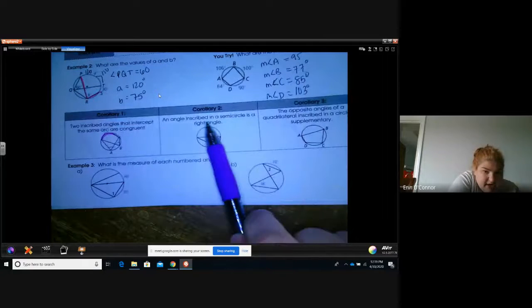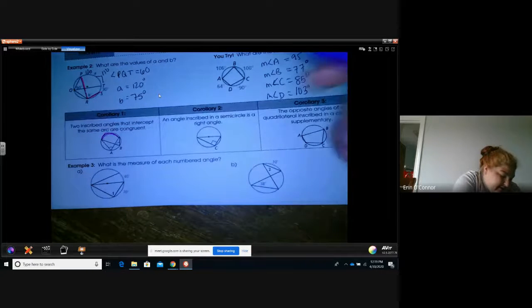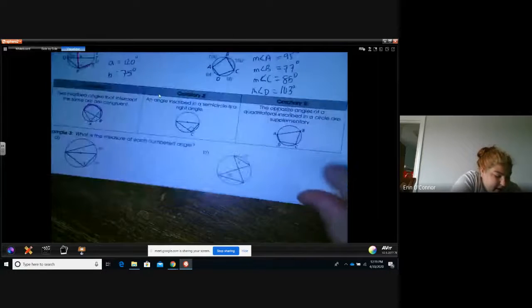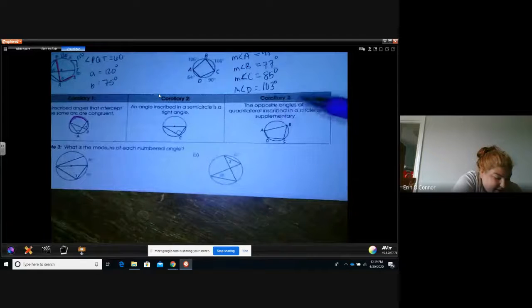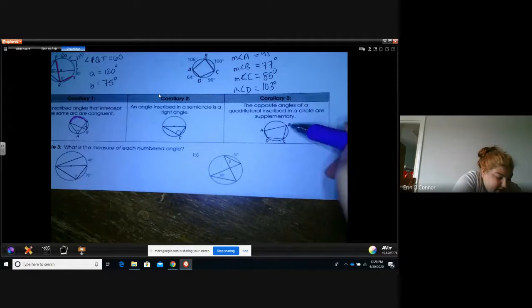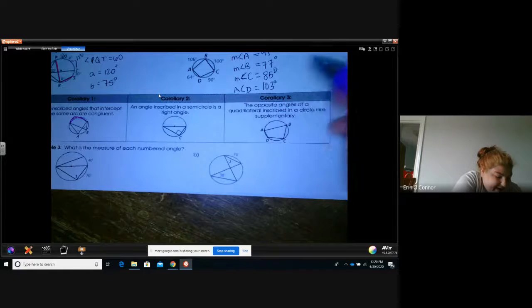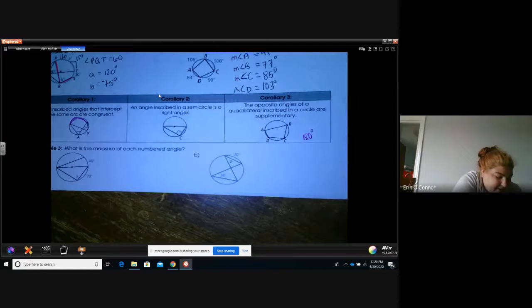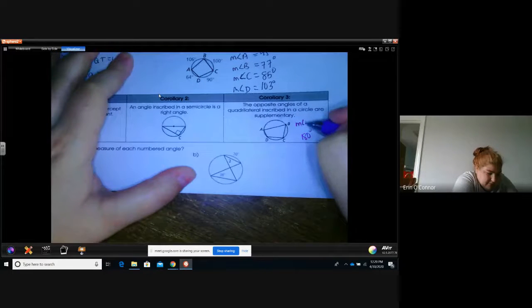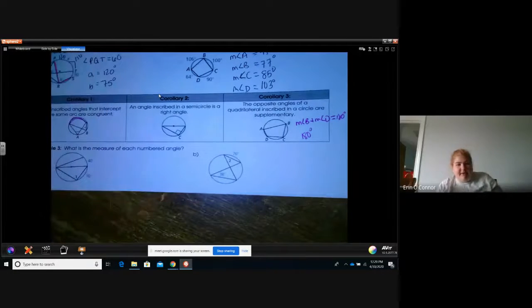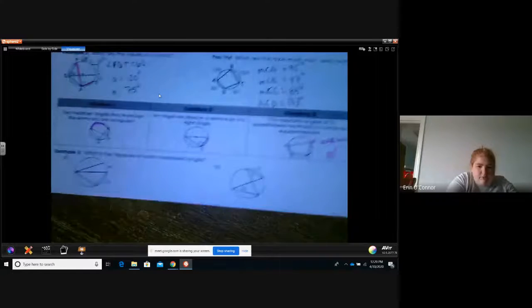Also, an angle inscribed in a semicircle is a right angle. Because a semicircle is 180 degrees, half of that is 90, so it's a right angle. And then finally, the opposite angles of a quadrilateral inscribed in a circle are supplementary. They're supplementary, meaning they add up to 180 degrees. So B and D should add up to 180 degrees. So measure of angle B and measure of angle D should add up to 180. That's what supplementary means. So let's see if we can do some work with this.